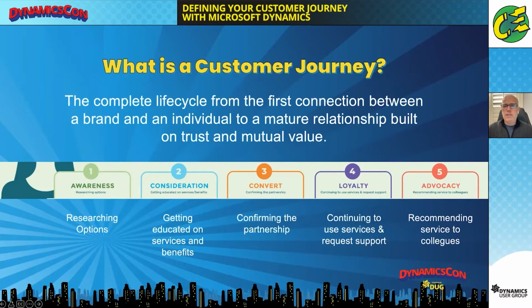Then they go into a consideration phase. They've aligned themselves with 3 or 4 options, sometimes more than that. Now they're going to get down into the details and say, which of these options is best for my needs? Which company do I want to do work with? So this is the consideration phase, really looking at the services and the benefits of any individual or any organization that they're considering doing business with.